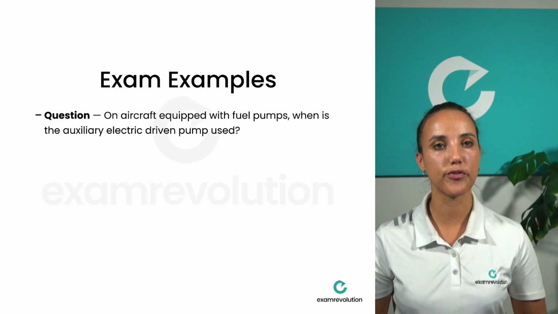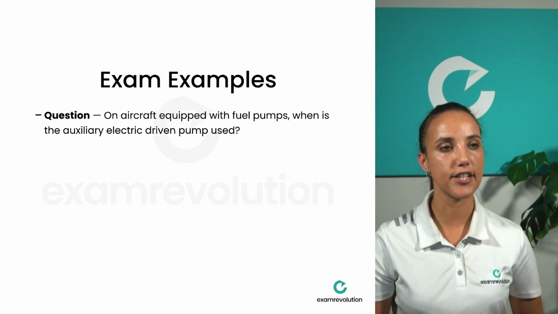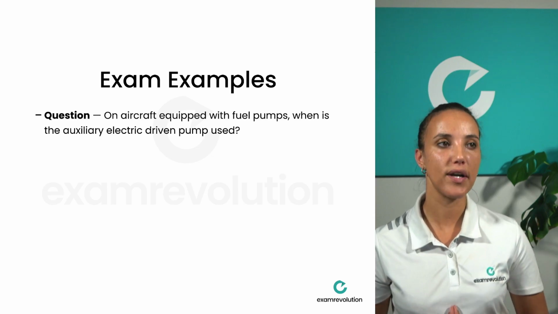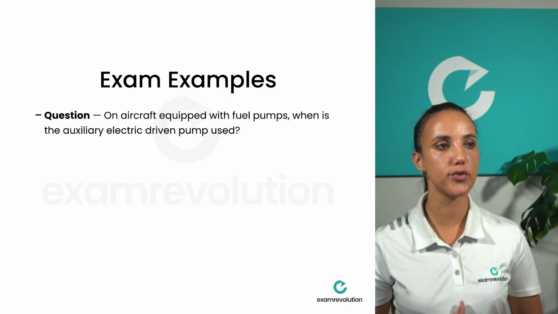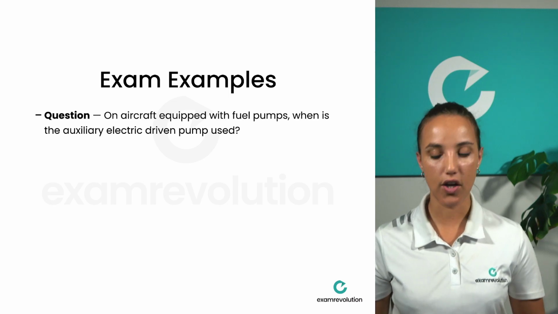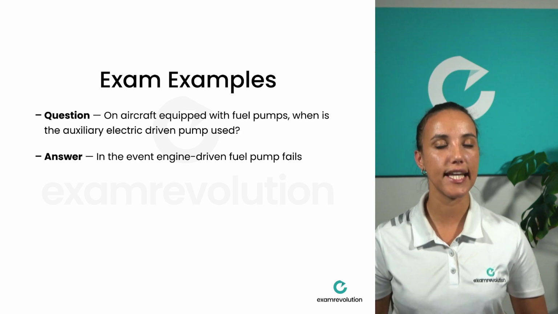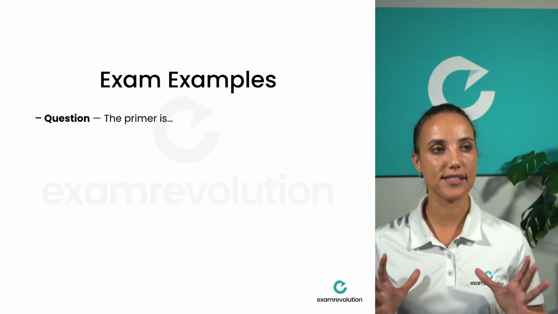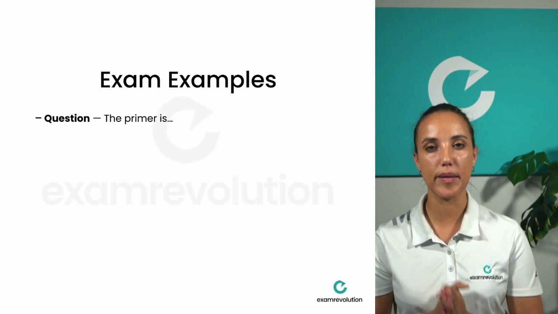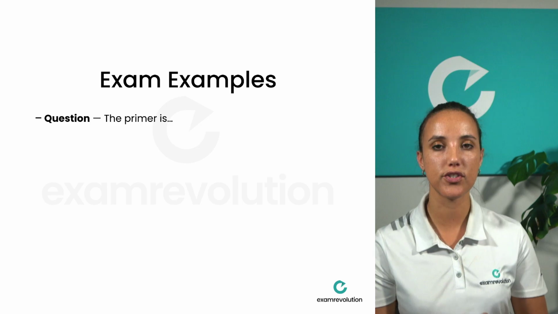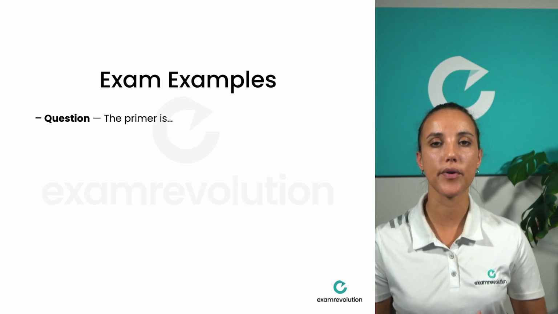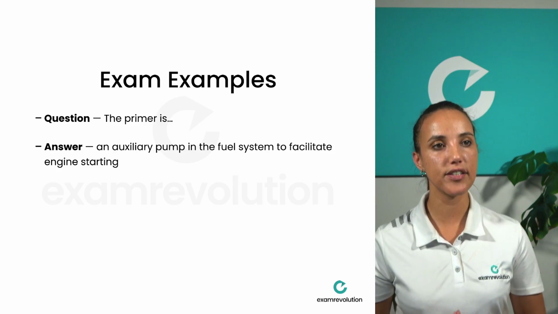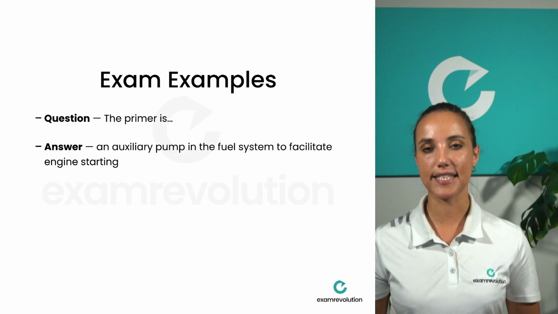Now, an aircraft equipped with fuel pumps, when is the auxiliary electric driven pump used? Once again, we discussed a number of ways that the backup or boost pump is used, and the answer they're looking for is in the event the engine driven fuel pump fails. Then the next question simply states the primer is, and remember what a primer is for. It is simply used to start the engine by injecting vaporized fuel directly into the cylinders. So the answer is an auxiliary pump in the fuel system to facilitate engine starting.